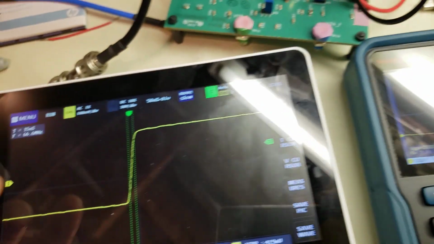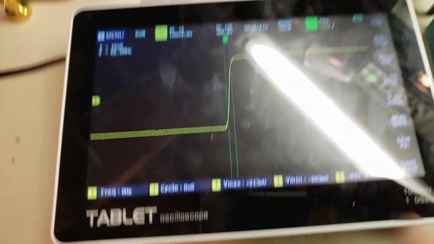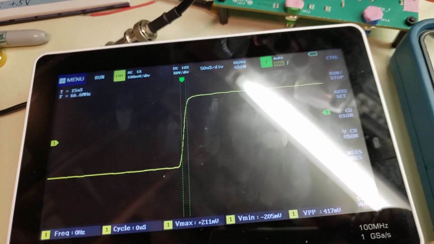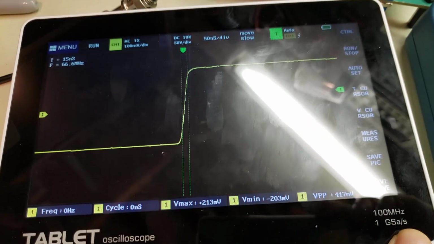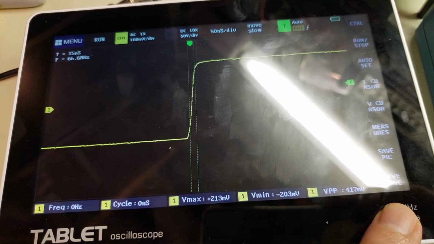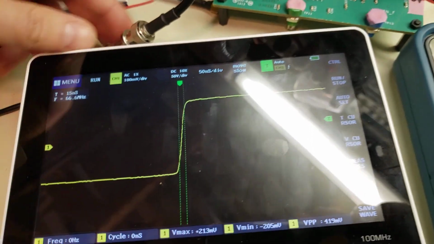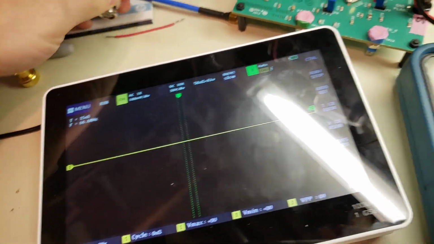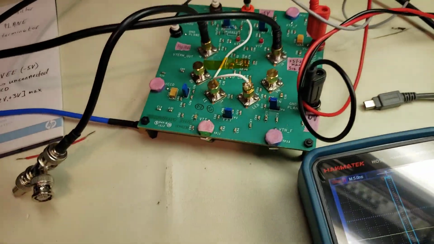So is this oscilloscope good? Yeah, maybe if you don't mind not getting the entire bandwidth. It doesn't really work well at high frequencies. So let's look at another one.